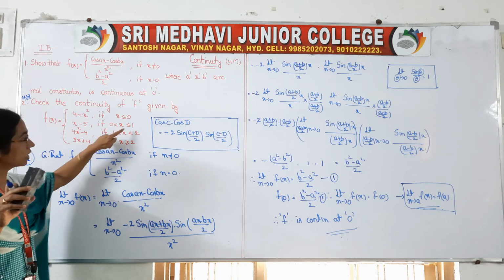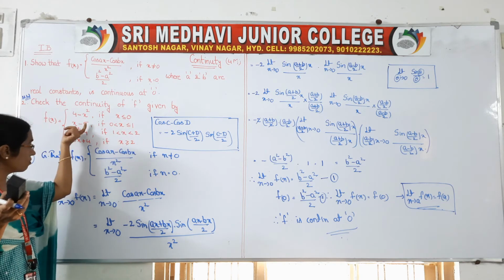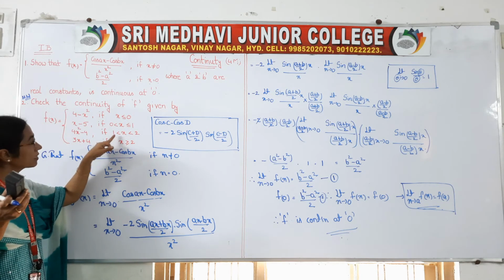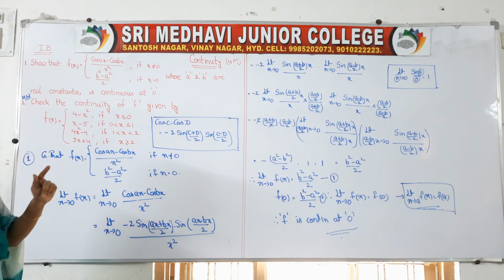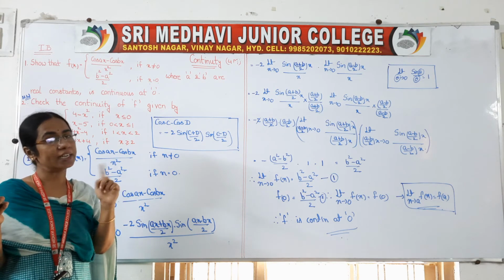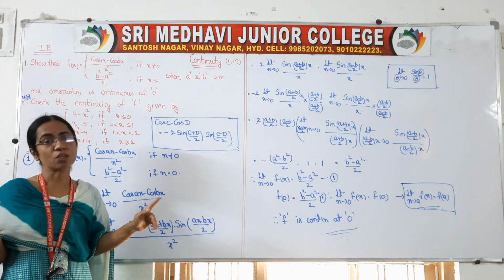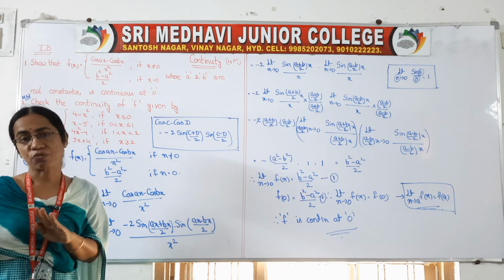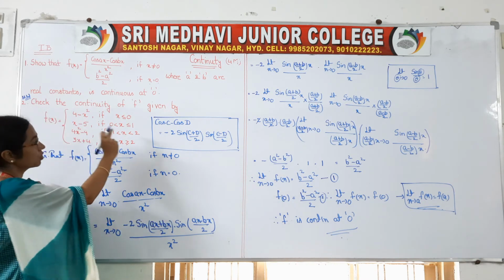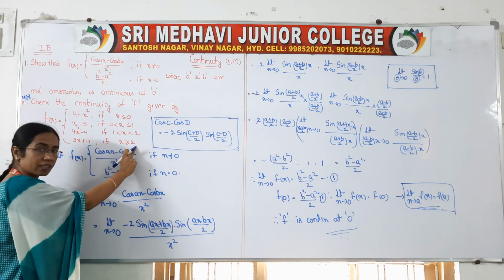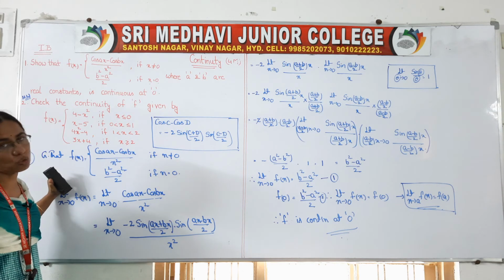Next, you check the continuity at 1. How? Same thing, for x less than 1, the function is defined like this, and for x greater than 1, it is defined like this. You find out the left hand limit at 1 and the right hand limit at 1. Here again, your left hand limit is not equal to the right hand limit. So, your function is not continuous at 1 also. Next, observe x less than 2, x greater than 2. Same thing, we are finding the continuity at 2.